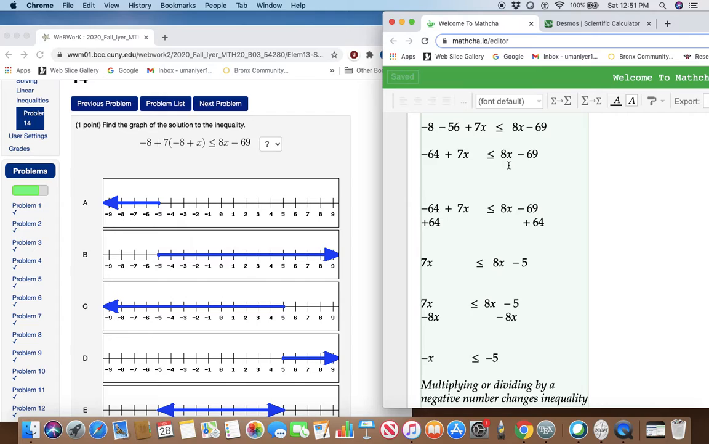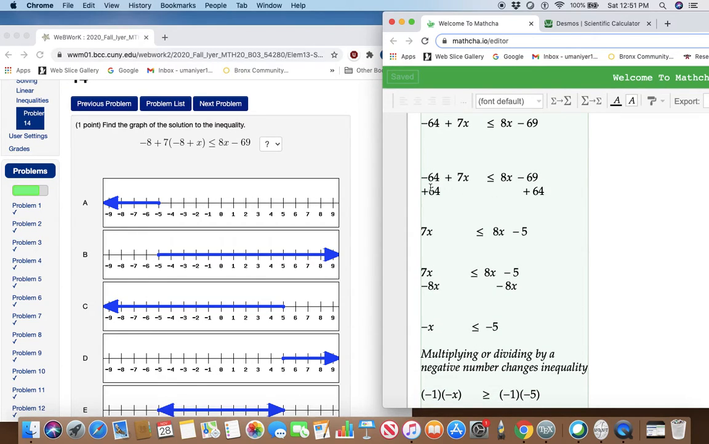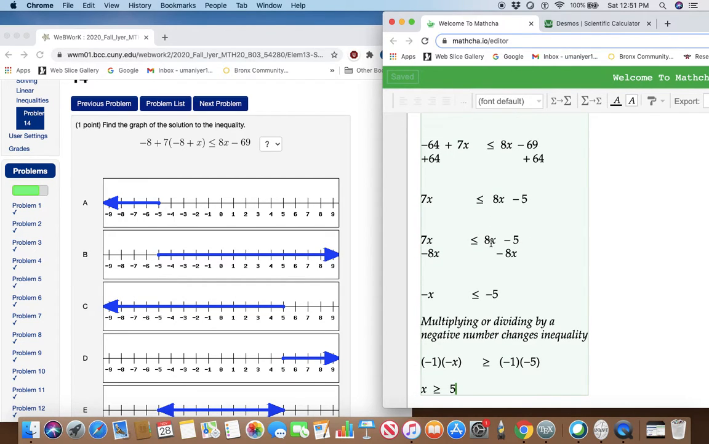I want to get both the x's to the left. So subtract, before that I am getting rid of negative 64. Add 64 to both sides. These two cancel, I'm left with 7x less than or equal to 8x. Negative 69 plus 64 is minus 5. Now subtract 8x from both sides to bring all the x's to one side. 7x minus 8x is minus x. These two cancel, I'm left with negative 5 here.